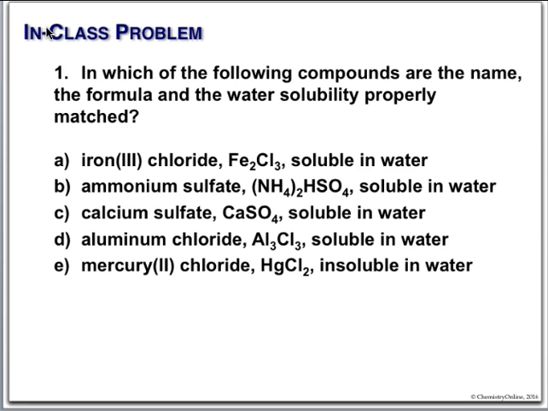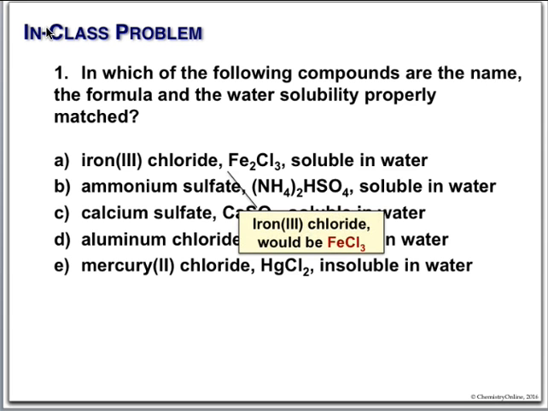All right. In which of the following are the name, the formula, and water solubility properly matched? Well, iron 3 chloride, let's start here. If iron was a +3 and chlorine is a -1, I don't think it's going to be Fe2, is it? Because that would give us 6 positives here, only 3 negatives. Iron 3 chloride is FeCl3. So that's not right. Everyone see that.